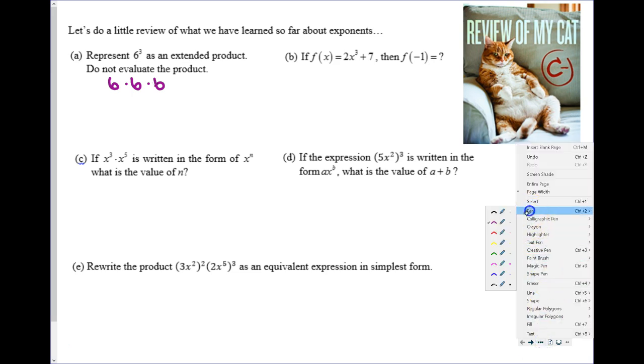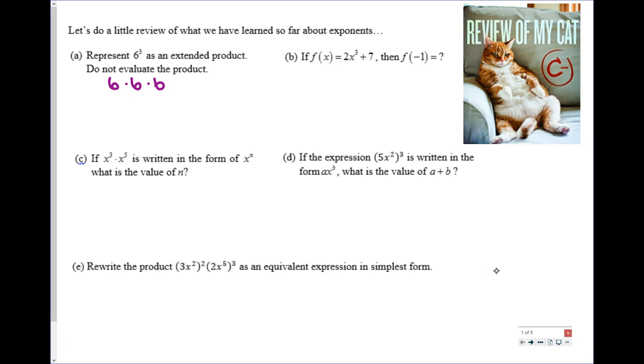Alright, letter B. If f of x equals 2x to the third plus 7, then f of negative 1 equals, and I put this in here because I just want you to remember that this means that you plug in. It's going to come up several times, and I just want to make sure that we're using that notation occasionally. So this means you plug in for x, so wherever you see x, you're going to replace it with negative 1. When I plug that in, I'm going to use parentheses.